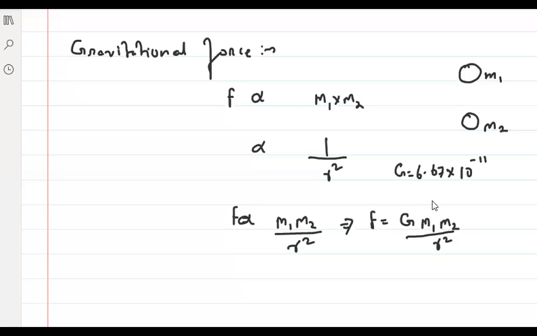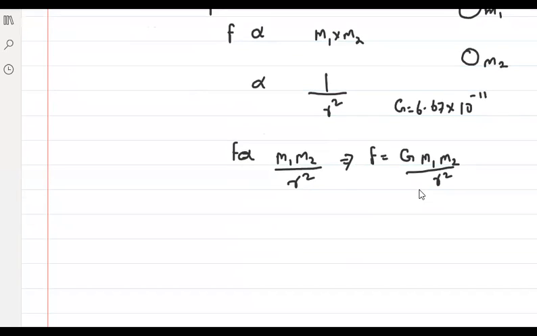Okay, got it? Now, what do you think? This is just the magnitude of the force between two objects, right? What about direction? Tell me, what about direction? Because obviously this is a vector field, right? The force is a vector because force is always a vector. So there should be some direction.